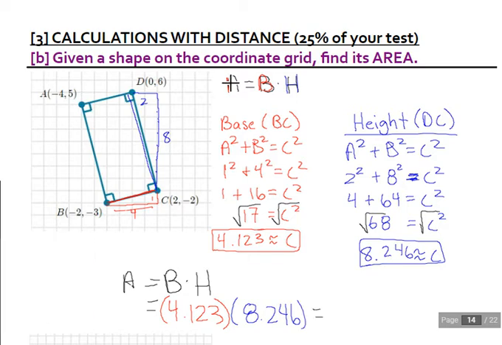Okay, so I have approximately, well, not 0, 4.123 times 8.246, and so we have 33.998.